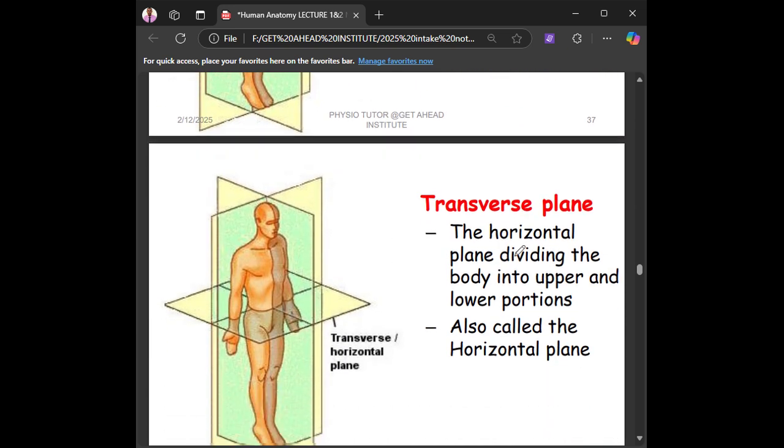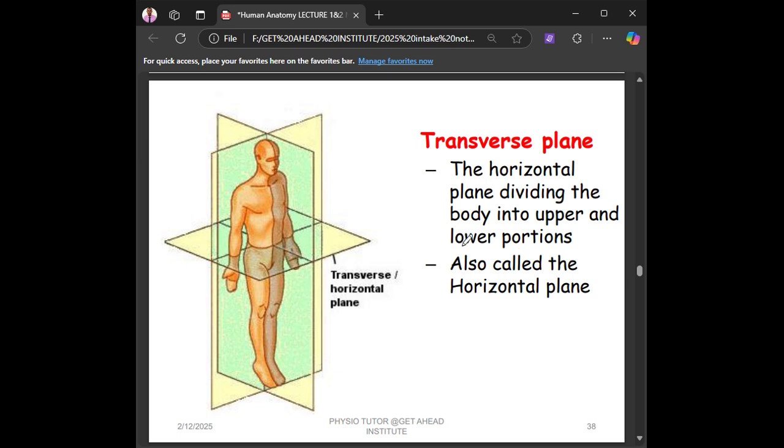Then we have what we call the transverse plane. The transverse plane is also known as the axial plane, and it is also known as the horizontal plane. These kinds of planes are at right angles to both the sagittal plane and the coronal plane. It is very important for you to note that the horizontal plane basically divides the body into upper and lower portions.